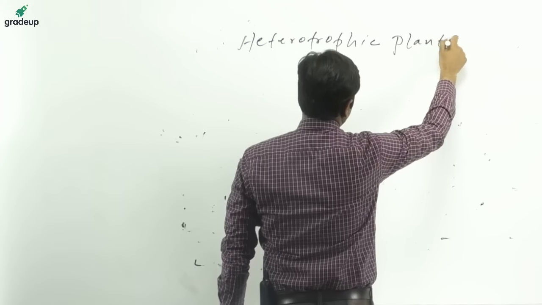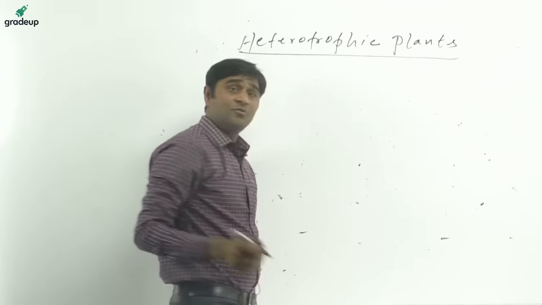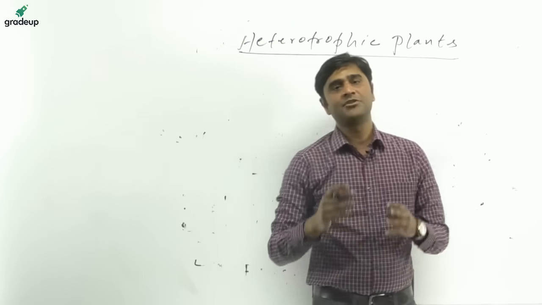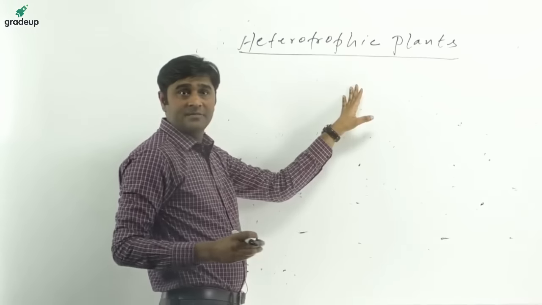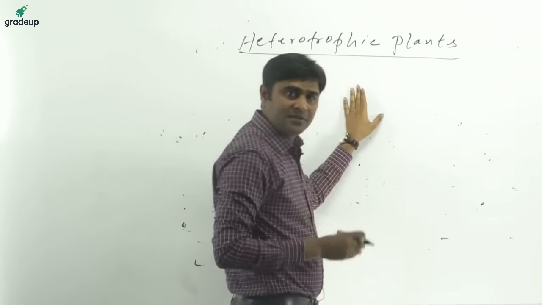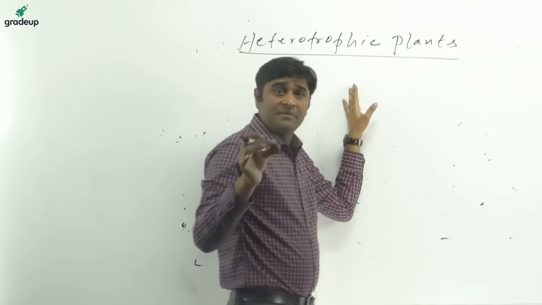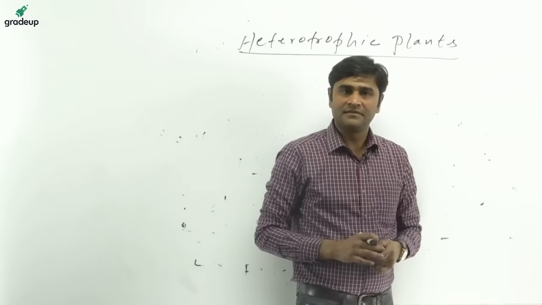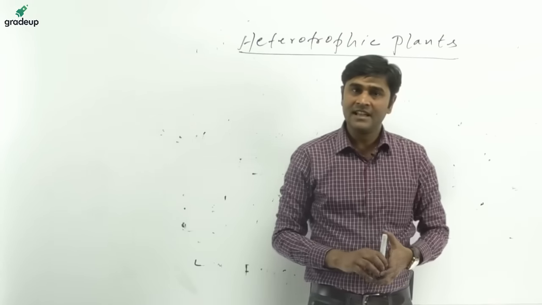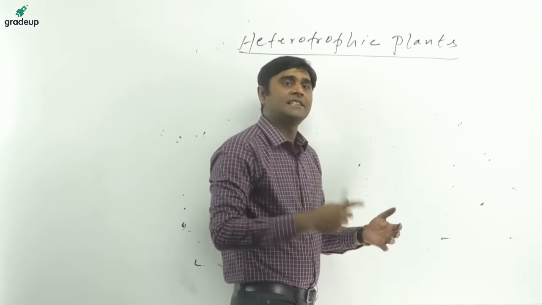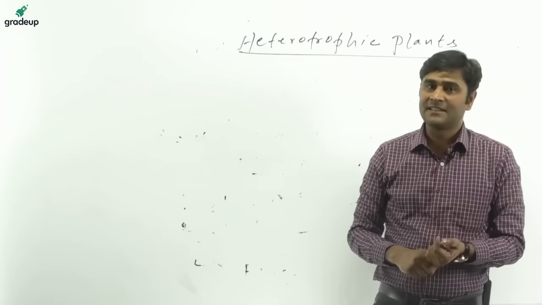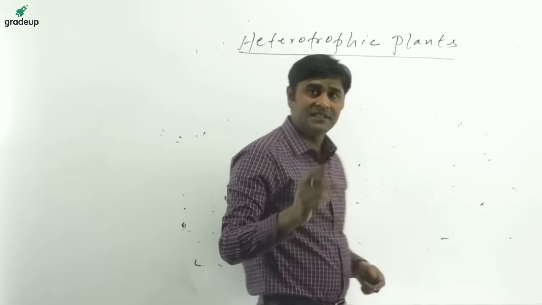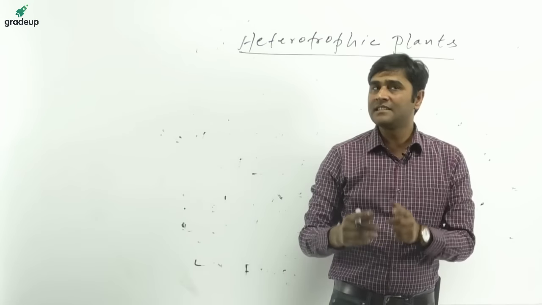Heterotrophic plants means those plants which obtain their food from other organisms. Those plants which obtain their food from other organisms are known as heterotrophic plants. Okay, because algae, how? Because our earth is covered with water, 70% of earth is water, and it contains algae. So maximum photosynthesis is done by algae, guys.